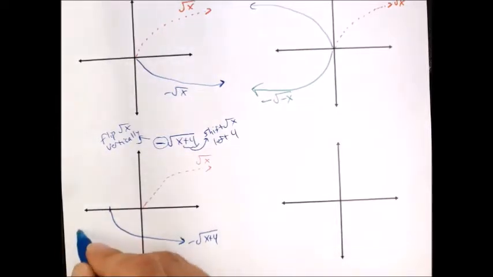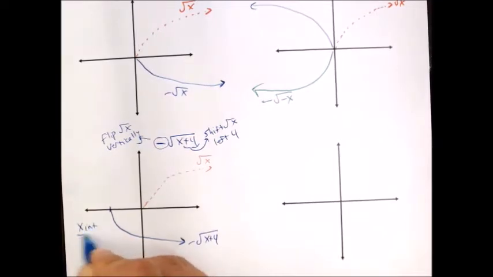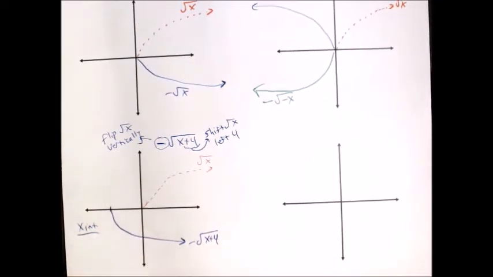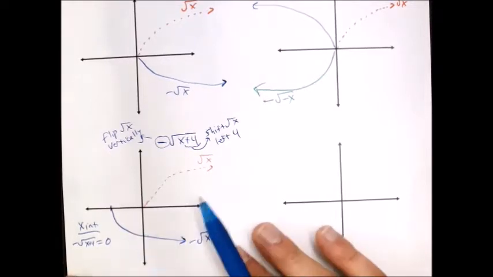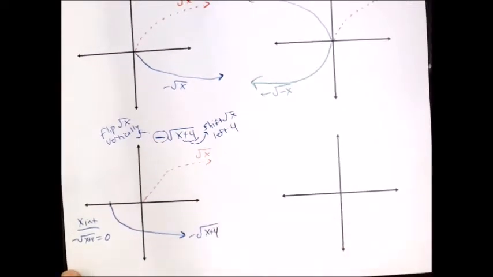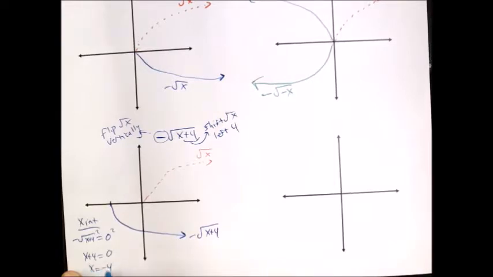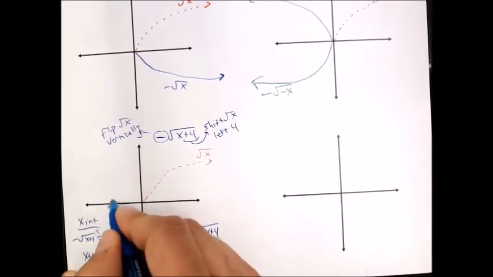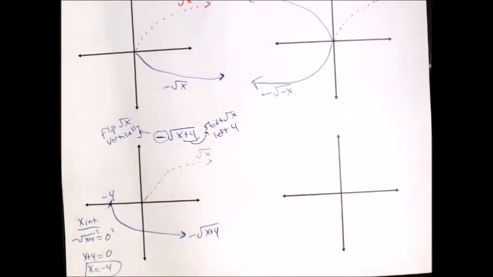And so I'll remind you, when we figure out what the x-intercept is, you set y equal to 0. And so we do minus square root of x plus 4 equals 0. That's how we figure out what the x-intercept is. And we can solve that for x. And so we can square both sides, and we'll get x plus 4 has to be 0. And so that means x equals minus 4. So that point right there is at minus 4, 0.